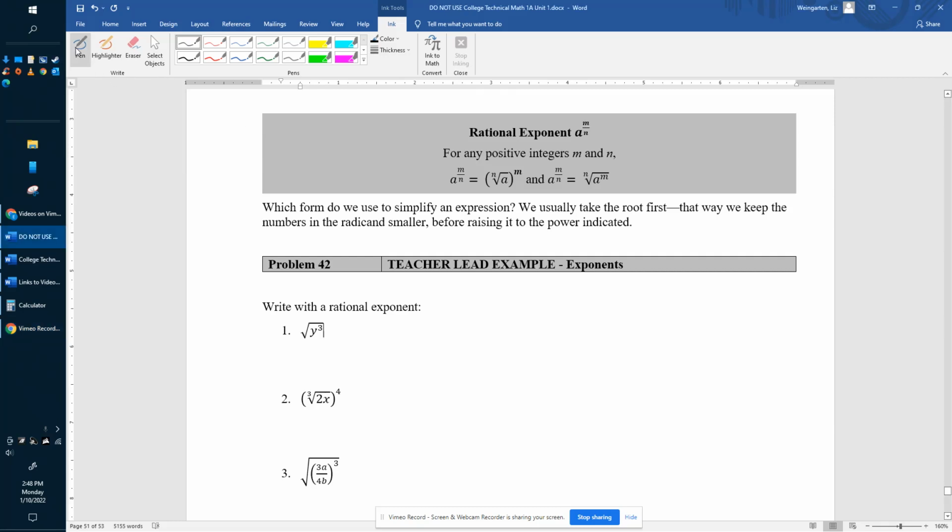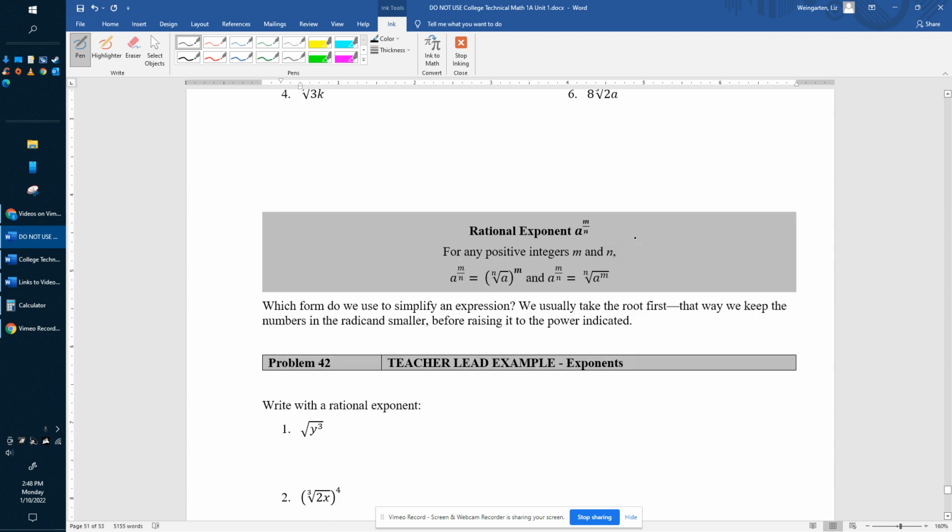Now let's take this to the next level. What if we have a rational exponent that has a number on top and a number on the bottom? Like, let's say that we have 8 to the 2/3 power.